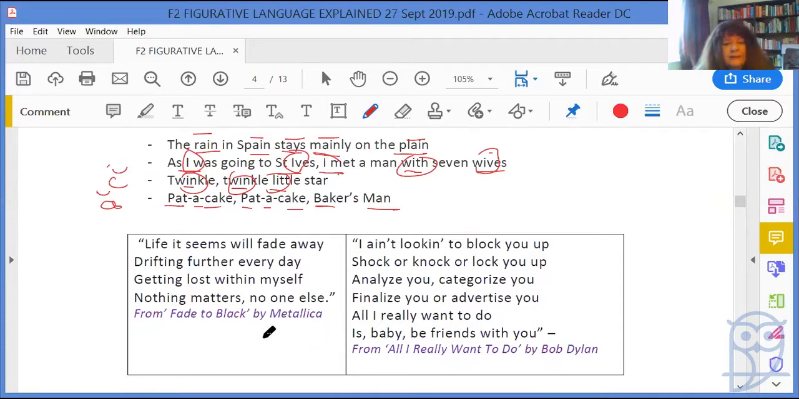Here's two quite famous older songs. You may not know them. You might not even have heard of Metallica. Life, it seems, will fade away, drifting further every day. Okay, and here's one by Bob Dylan. You may have heard of him. I'm looking to block you up, shock, knock, lock, etc. So they have used assonance to write their songs.